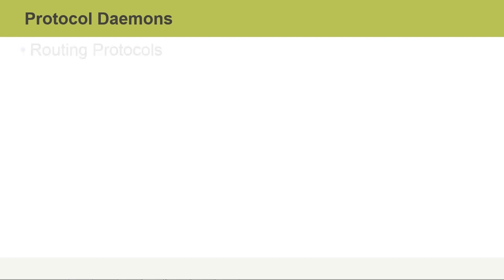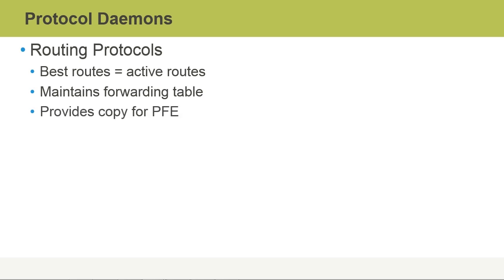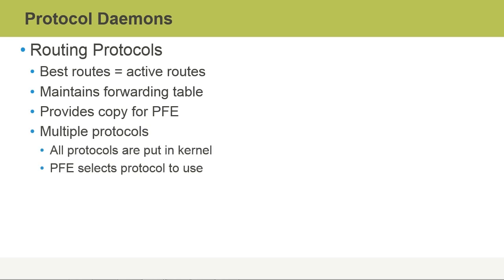Routing protocols. The routing protocol daemon applies routing protocols and decides what it determines are the best routes. These are then recorded as the active routes in the routing table in the kernel. The routing protocol daemon also uses routing protocols to maintain the forwarding table, and then it provides a copy to the packet forwarding engine. Of course, there are multiple protocols, and these protocols are placed in the kernel, and the packet forwarding engine selects the appropriate protocol to use.